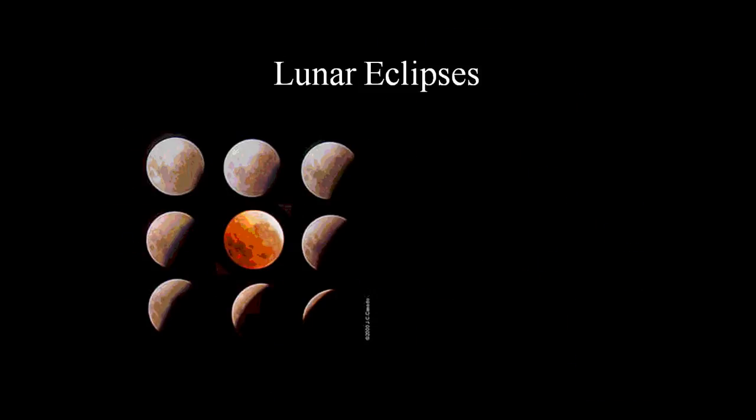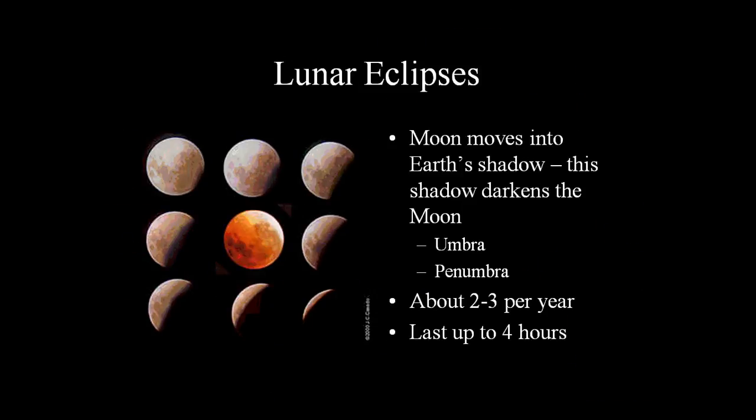Now, lunar eclipses. I'll talk about that briefly because I will talk about that later in another presentation. This occurs when the moon moves into Earth's shadow. This shadow darkens the moon, forming these areas called the umbra and penumbra, which will be further discussed later on. There are about 2 or 3 of them that occur per year, and they last up to 4 hours.